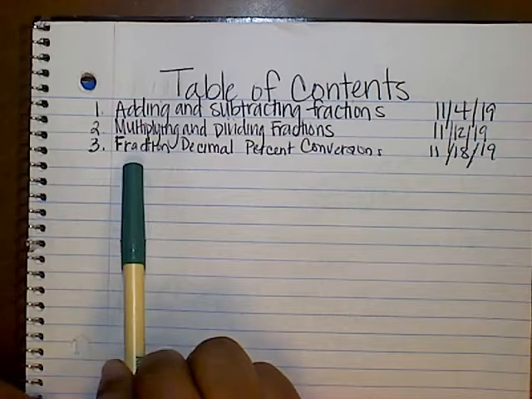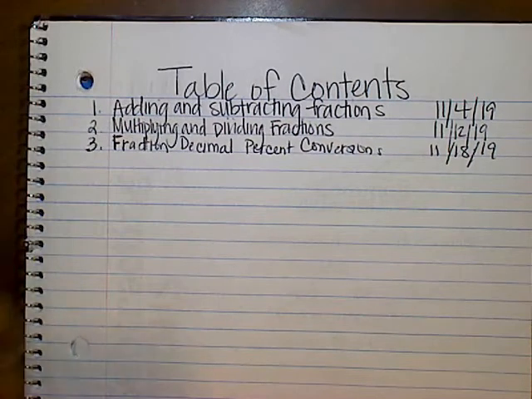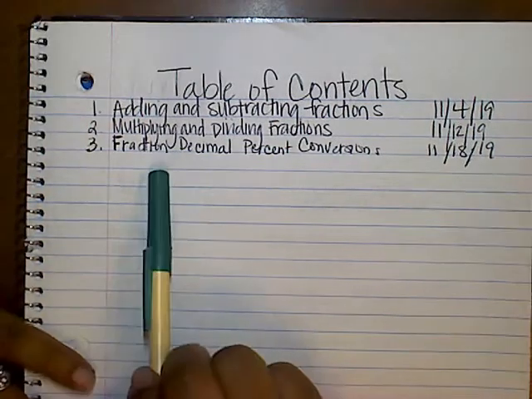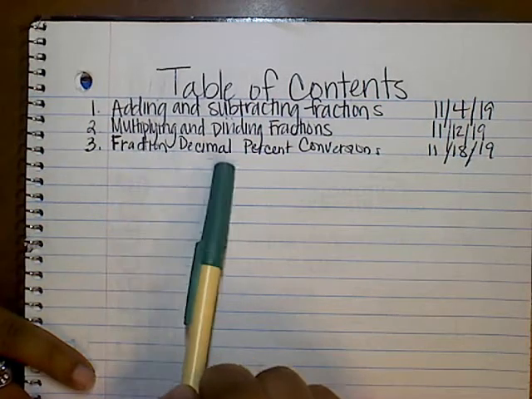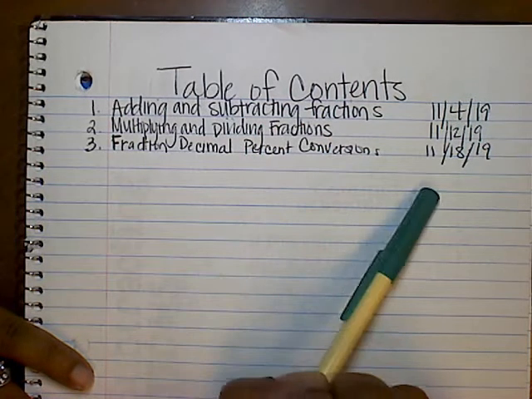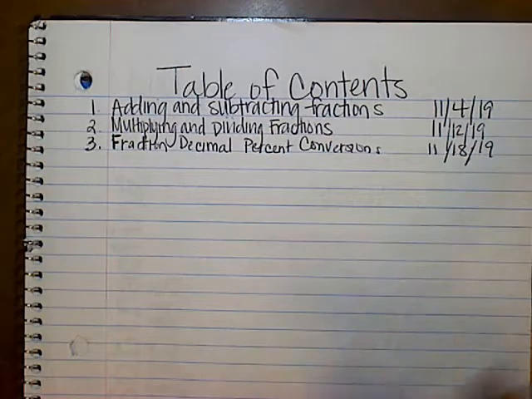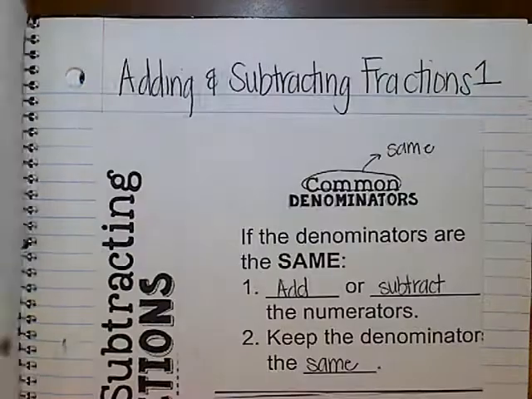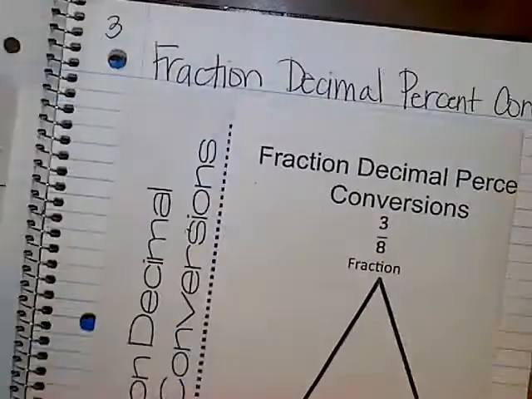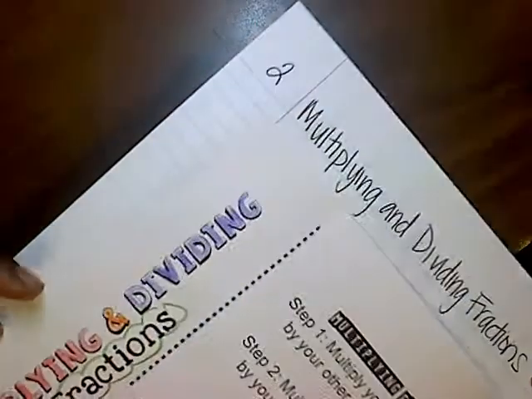Alright, so we are doing our fraction, decimal, and percent conversions review foldable. So we want to start by putting in your table of contents, fraction, decimal, percent conversion, and the date 11/18/19, so we can always find it. And then you're going to just flip to page 3. So this is page 1, this is page 2, and now we're on page 3.